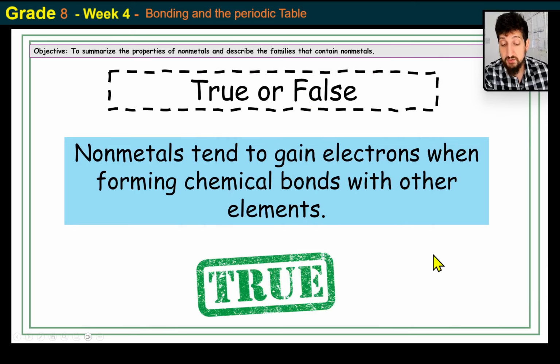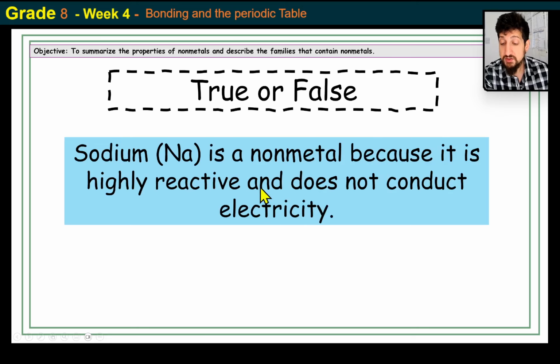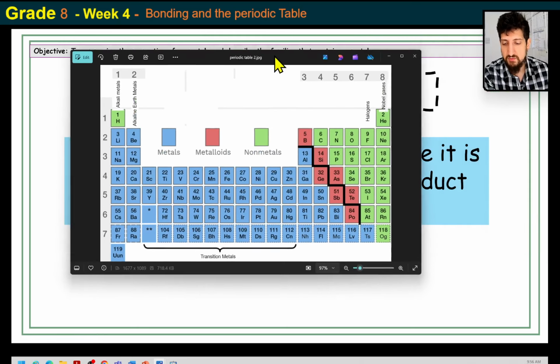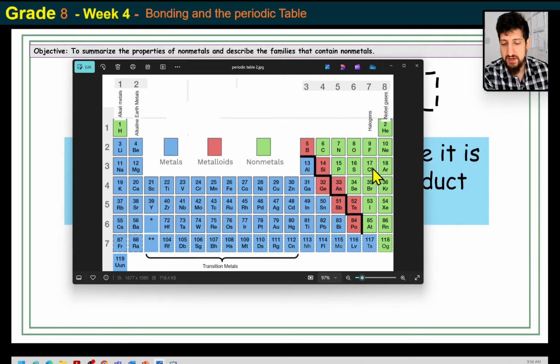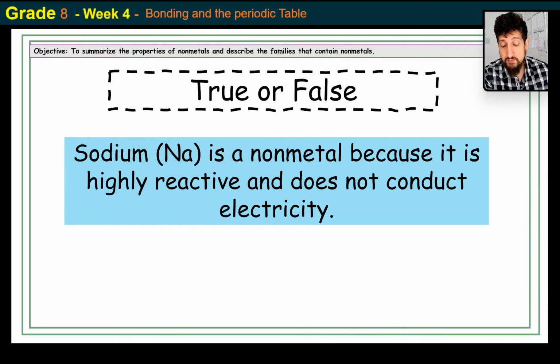So nonmetals, of course, tend to gain electrons. Sodium is a nonmetal because it is highly reactive and does not conduct electricity. That is false. Is it highly reactive? Yes. But being highly reactive does not make you a metal, because fluorine is highly reactive. If we look over here, fluorine is highly reactive, chlorine is highly reactive, and these are nonmetals. And of course, the other statement is fully wrong. Does not conduct electricity, that's also wrong. So this is false.